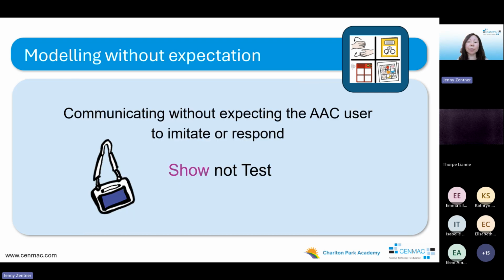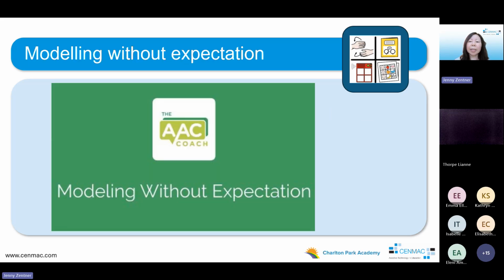Just to highlight modelling without expectation, the communication partner's role is to model use of the AAC to communicate. It's not about testing. It's okay if the AAC user is not responding or copying use of the AAC. We carry on modelling and we model without expectation. This video by the AAC coach on modelling without expectations sums it up really well.